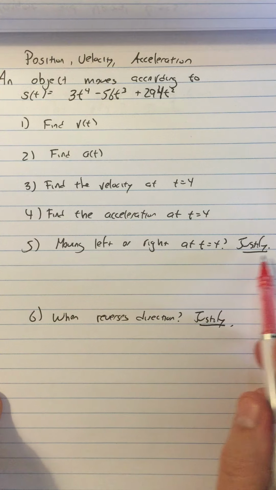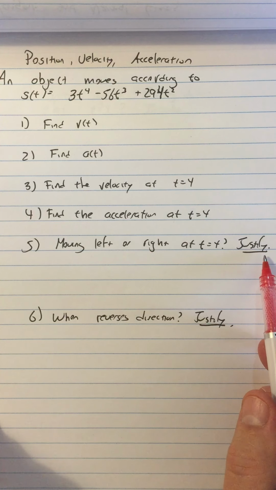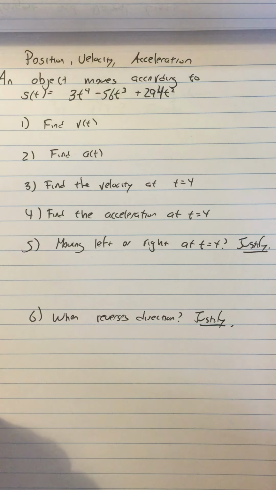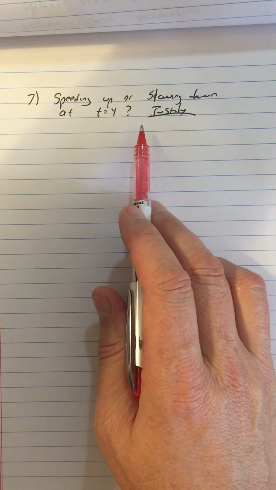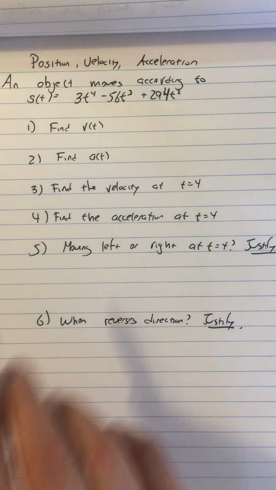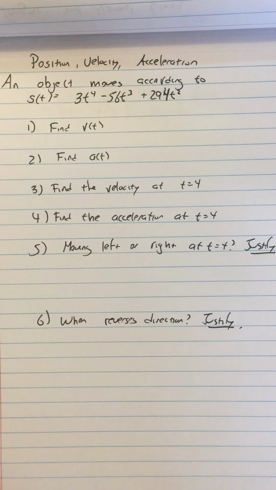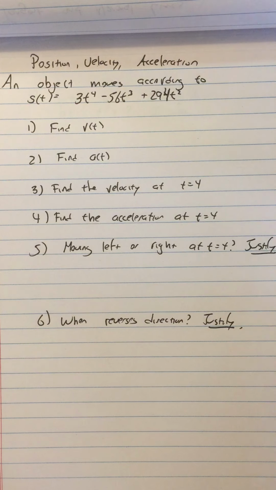However, when your AP exam says justify your answer, that means there's a very specific justification they are looking for, okay? And then the last question is going to be speeding up or slowing down at t equals 4. Justify that. All right, if you want, take a moment and see if you can answer these on your own, but if otherwise, you can just sort of watch.